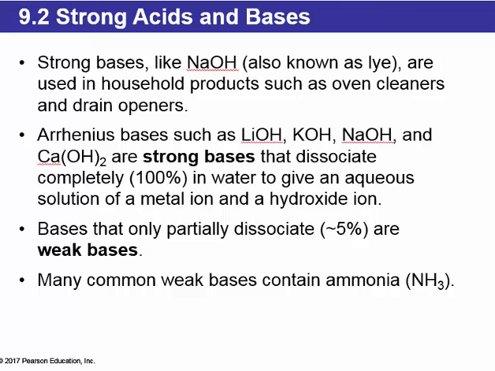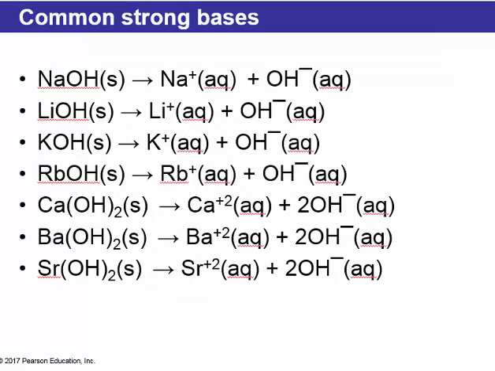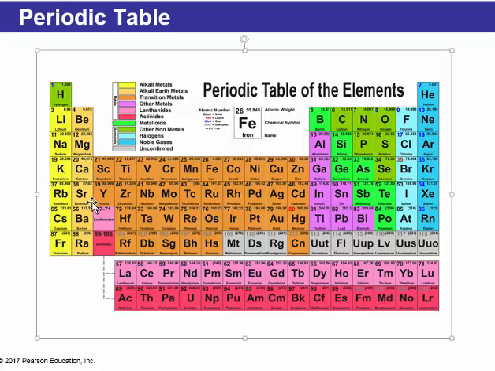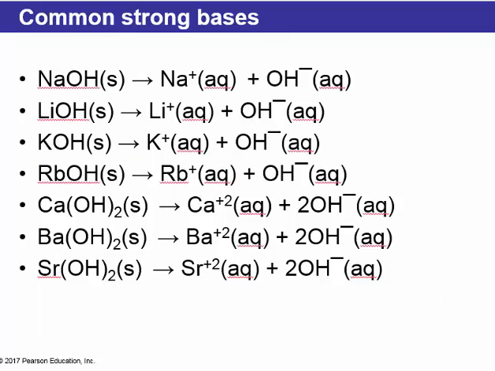So those are typically group 1A and the heavier group 2A alkaline earth metals. So sodium hydroxide, lithium hydroxide, potassium hydroxide, rubidium hydroxide, calcium hydroxide, barium hydroxide, and strontium hydroxide. So those cations are the group 1A and then the heavier group 2A cations.